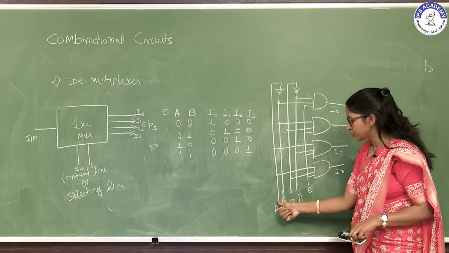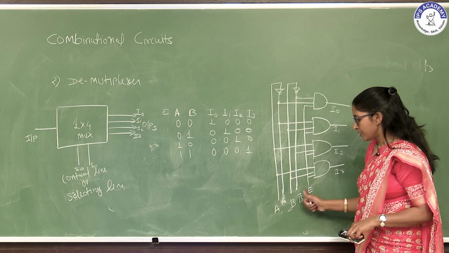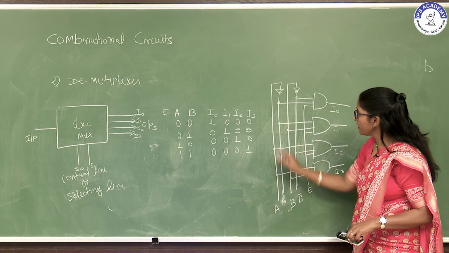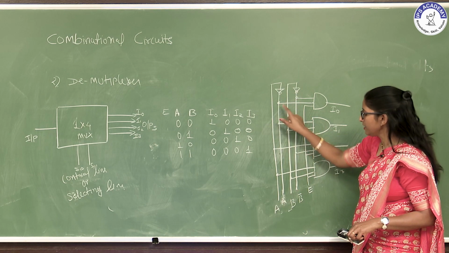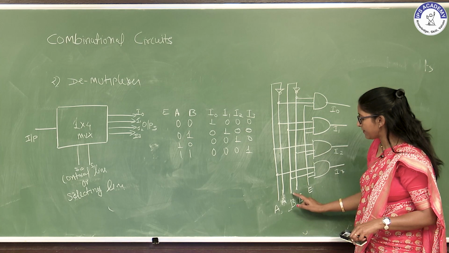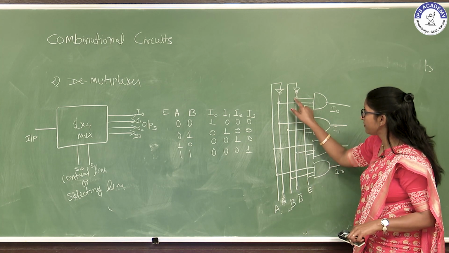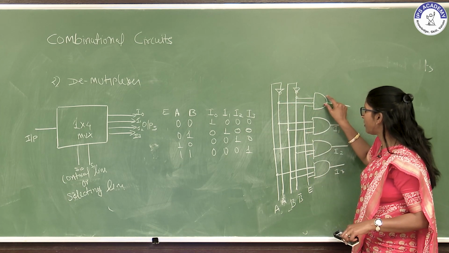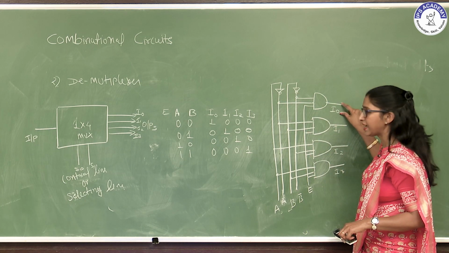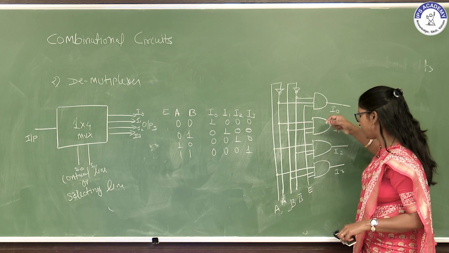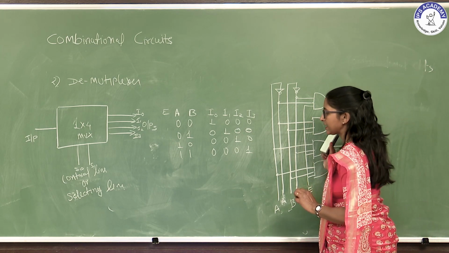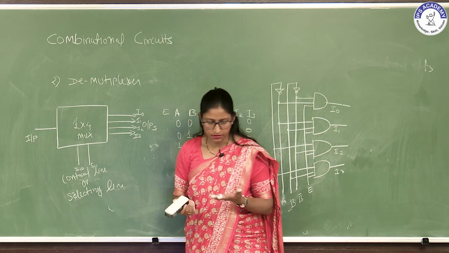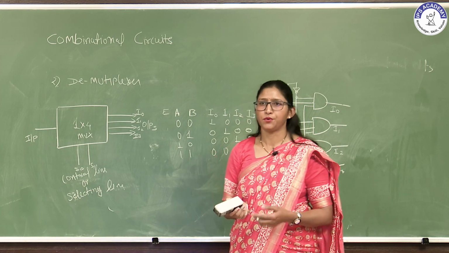When it will be 0 0 1, here when I am applying the 0, it will be complemented to 1. On the B side I am applying 0, so here it will be B bar. Sorry, 1 1 1. So only I will get the output at the I0 side and so on. So this is the circuit diagram of the multiplexer, and the multiplexer is very much similar to the decoder.